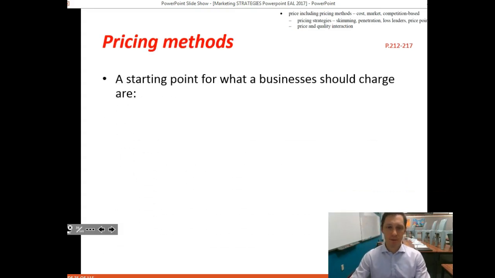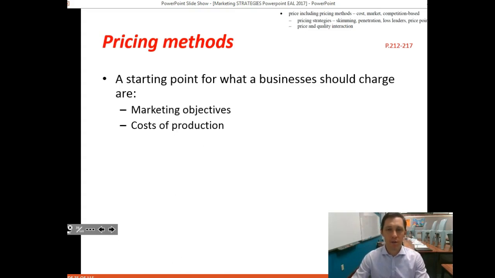So in terms of methods, a starting point for what a business should charge is looking at, for example, their overall marketing objectives. What are the objectives? Is it increased market share? Is it profitability, for example? Their cost of production. Clearly, the cost of making that product must be factored into the price, because if it's a low-cost item to produce, it should really be a low-cost item to sell, and vice versa. High-cost item to produce, the business needs to recoup its cost, so therefore from a pricing perspective, it's going to have to set a relatively high price.